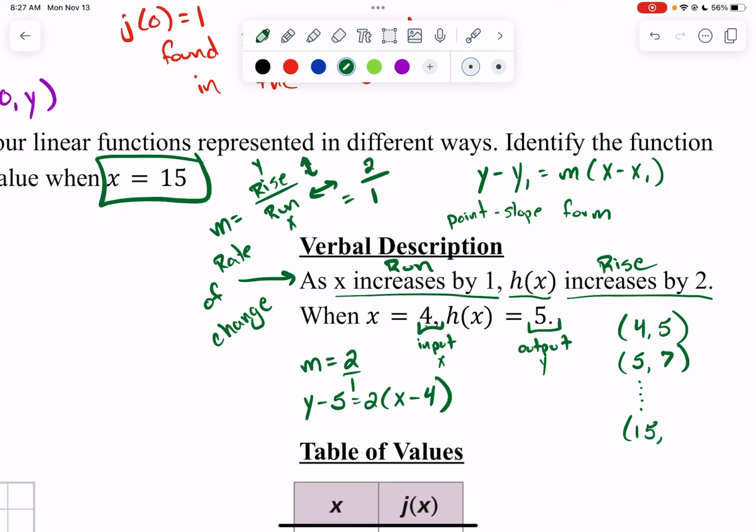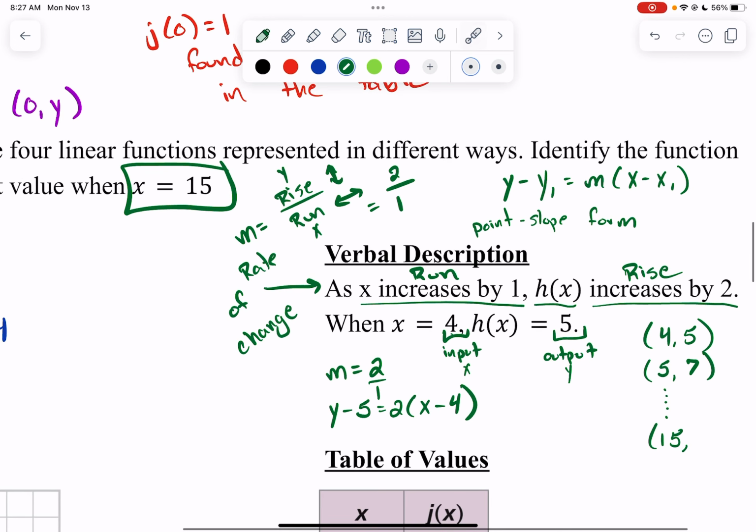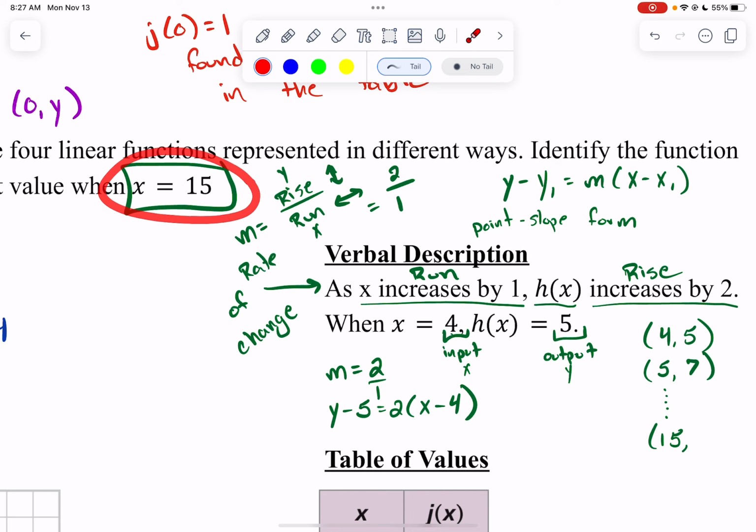So now I can multiply it out, but really my end goal is to find out what's my y when x equals 15. I'm just going to plug in 15 for my x and work it out.